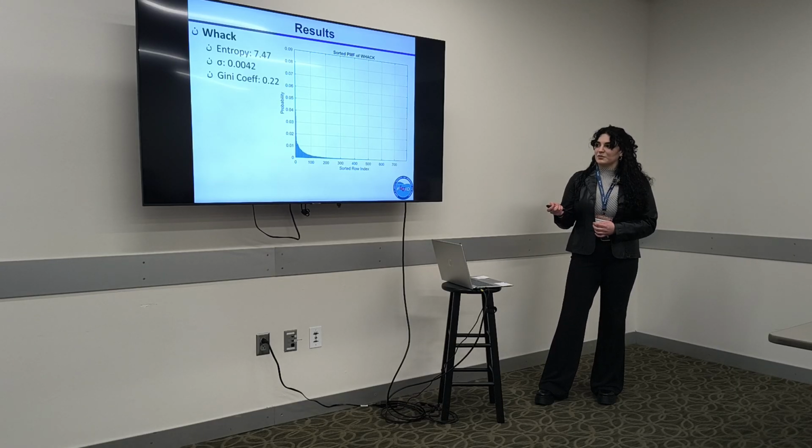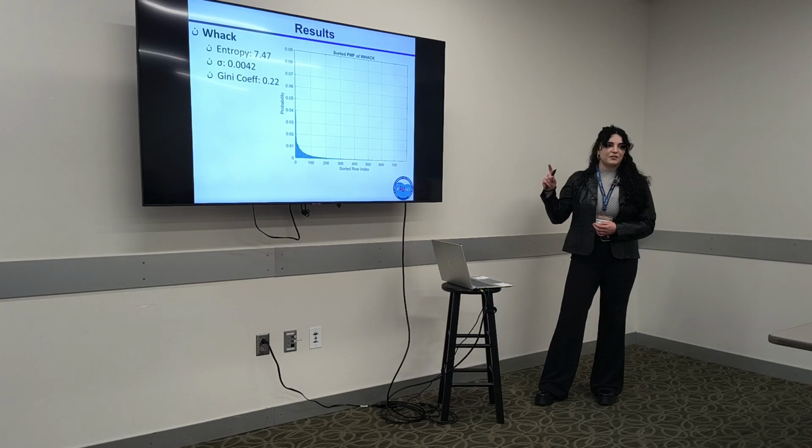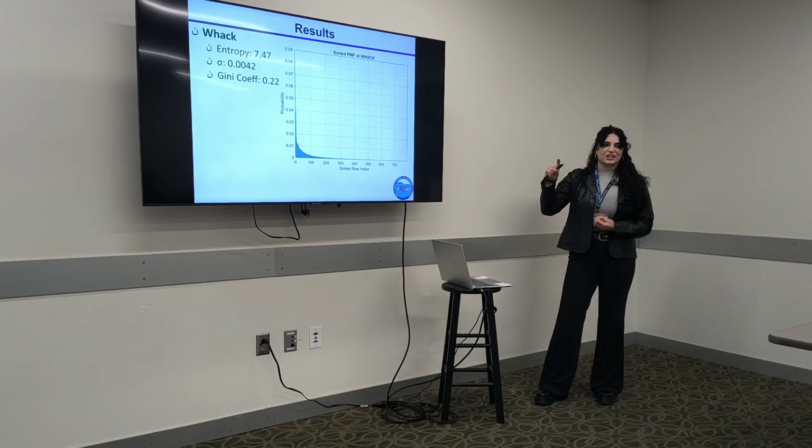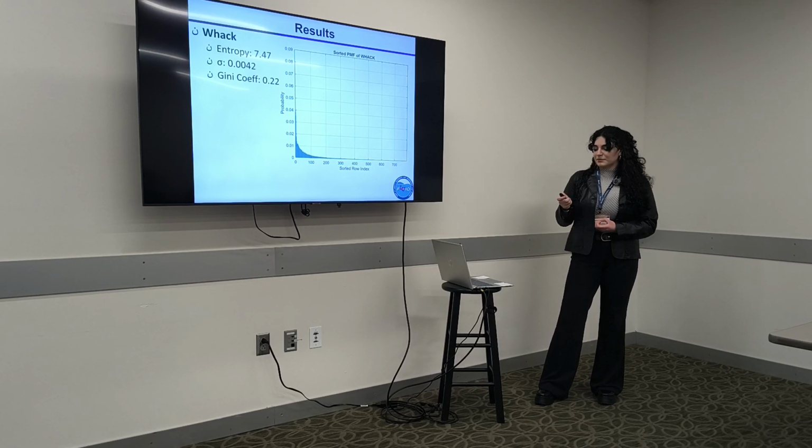As you can see, what we look for in this sorted PMF is a longer, thicker tail, which occurred in the words salad and quiet. Here in whack, we have a much shorter, much thinner tail. This indicates that there are fewer words that have a lower probability of occurring, which creates the lower entropy value in this word.